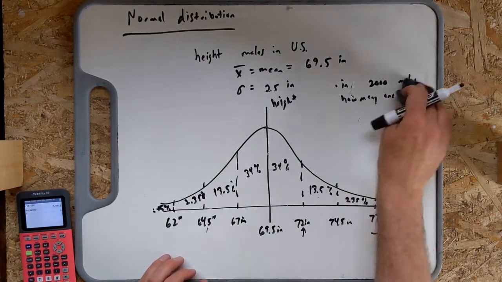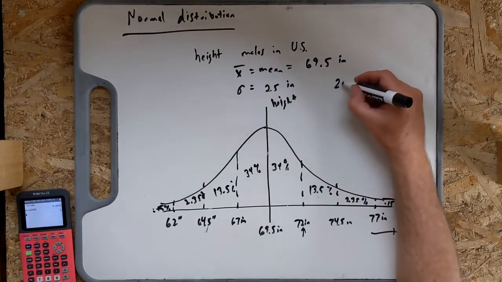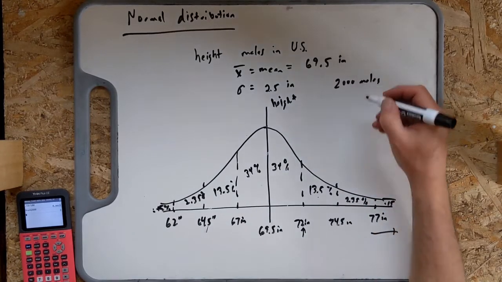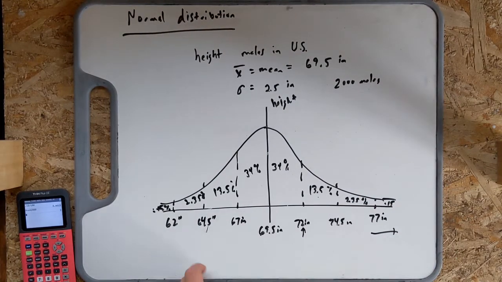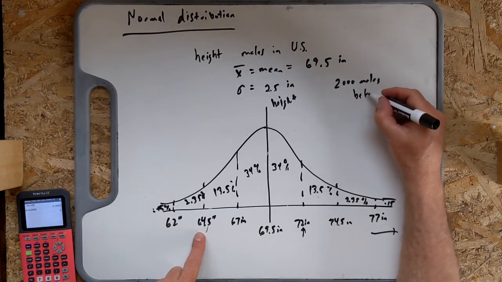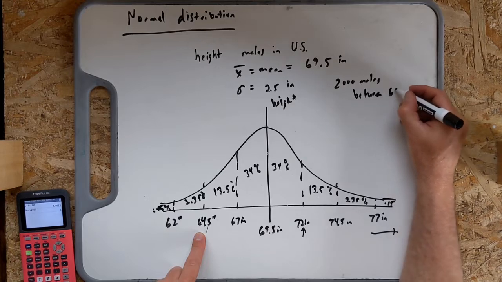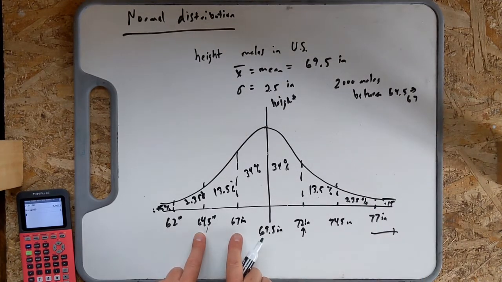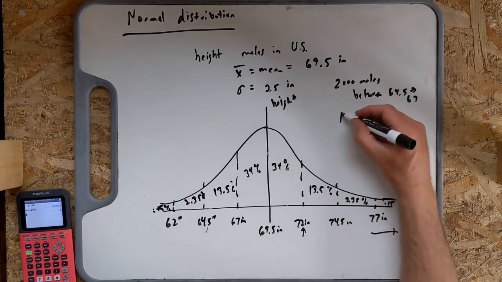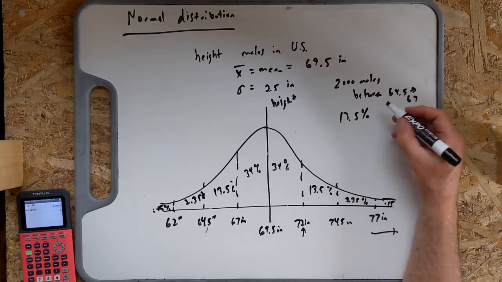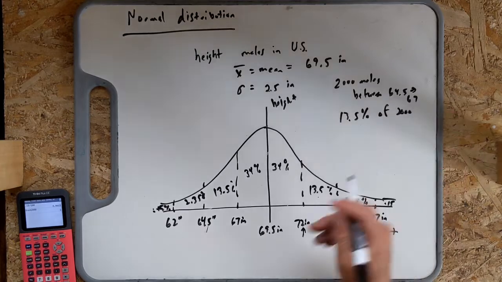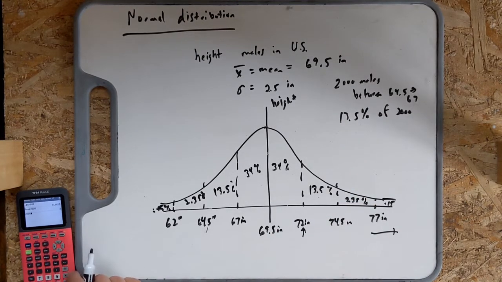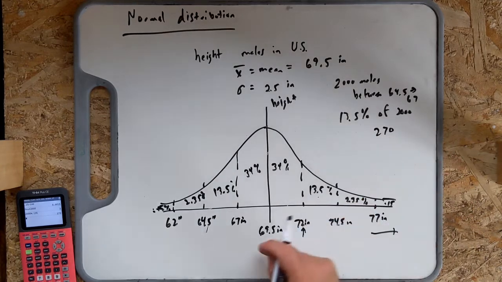Let's say you want to know in the same group of 2,000 males again, how many would be between, I don't know, 64.5 and 67? You'd expect that to be 13.5%. And of 2,000, actually I shouldn't really need any calculator for this. 13.5%, 0.135, is 270 total in here.